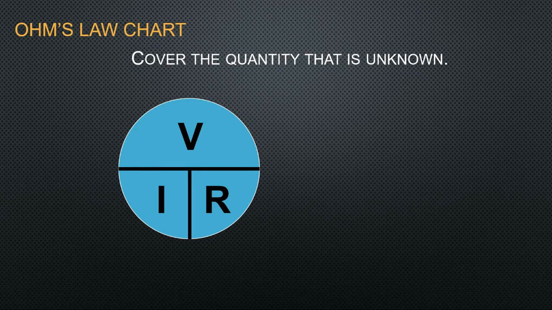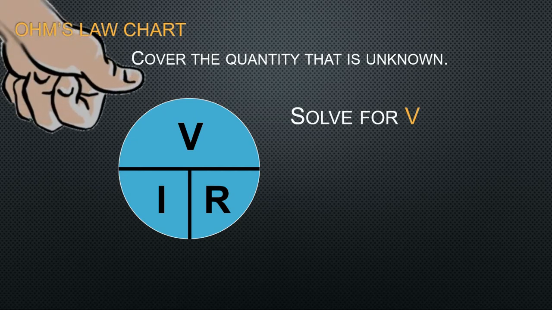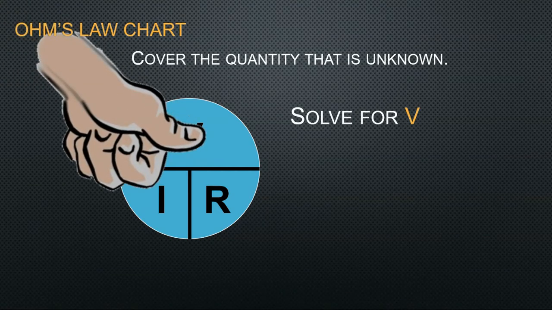An easy trick is to cover the variable you want to find. This will show you the operation you need to do to calculate it. To find voltage, we cover the V, and we can see that I times R, current times resistance, will give us the voltage.